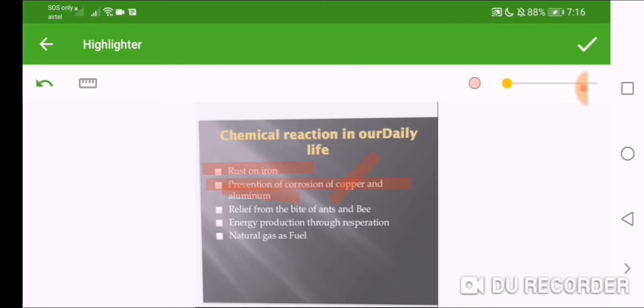Then we go to the prevention of corrosion of copper and aluminium. This reaction occurs through electroplating. When we use an active metal and it is corroded by the environment, then we plate some non-active metal over it, and this reaction is called electroplating.